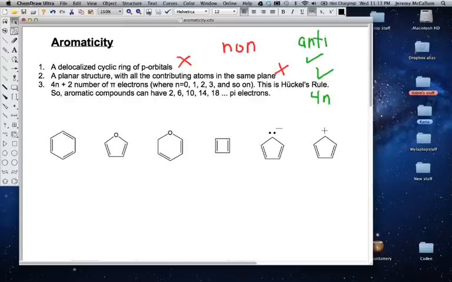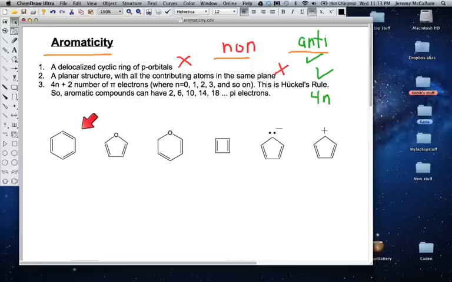So there are really three classifications we can make for molecules. They can be aromatic, non-aromatic, or anti-aromatic. Aromatic compounds follow rules 1, 2, and 3. Non-aromatic compounds don't follow rule 1 or they don't follow rule 2. And anti-aromatic compounds follow rule 1, follow rule 2, but have 4n electrons. So that would be 4, 8, 12, 16.